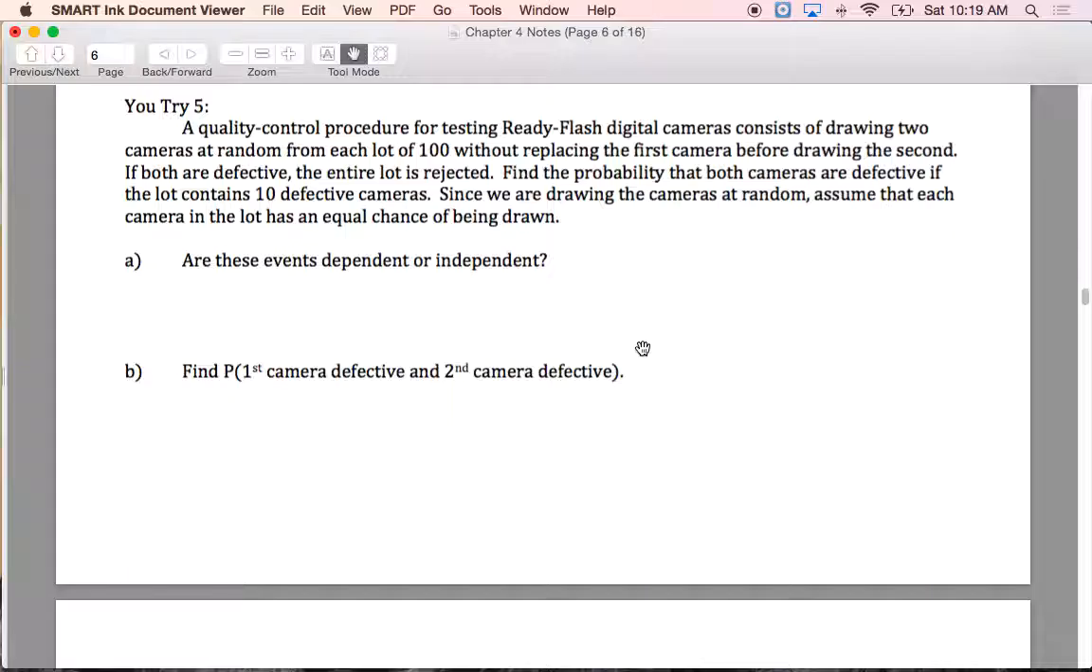Here we're looking at testing digital cameras, and we have 100 of them. And it says we're going to check the first one and then not replace it, check another one. We want to find the probability that both cameras are defective if it contains 10 defective cameras. Well, since we're removing a camera and not replacing it, that has to be dependent.